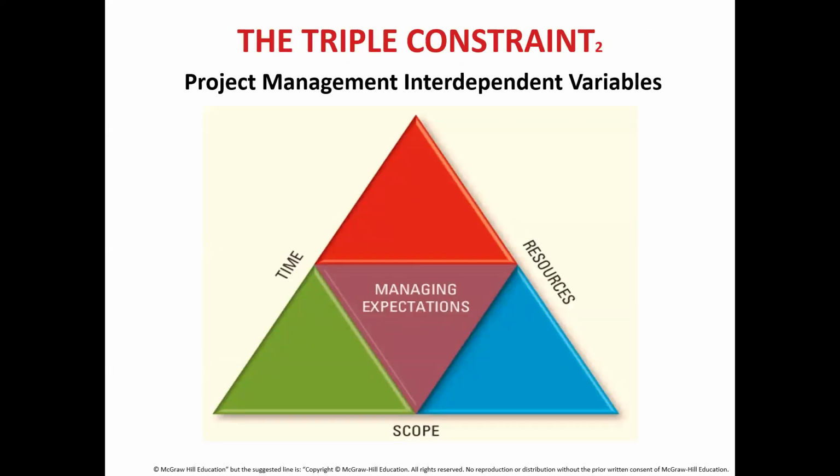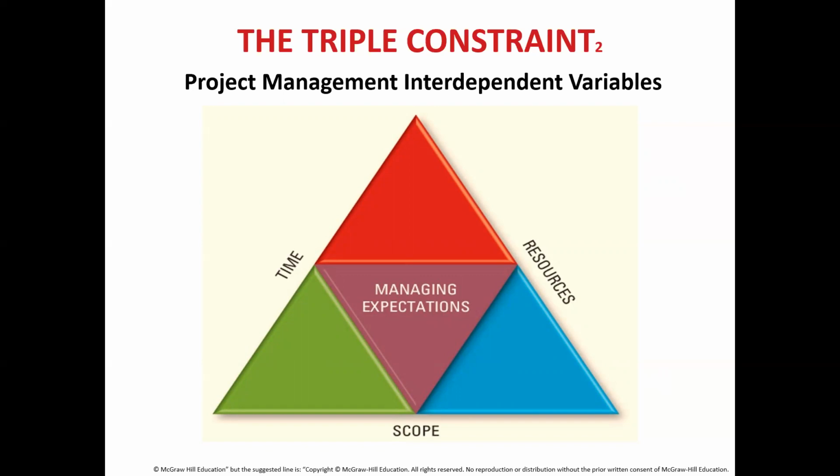The three constraints of project management: time, resources, and scope are the three constraints of a project. All these three variables are interdependent on one another. You cannot change one without changing the other. For example, decreasing a project's time frame means either increasing the cost of the project or decreasing the scope of the project to meet the new deadline.